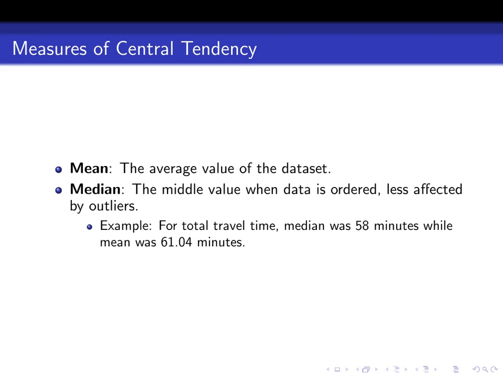Now, let's talk about measures of central tendency. The mean gives us the average value, whereas the median provides the middle value in an ordered dataset, which is less affected by outliers. In our travel time example, the median was 58 minutes, slightly lower than the mean of 61.04 minutes, indicating some right skewness.